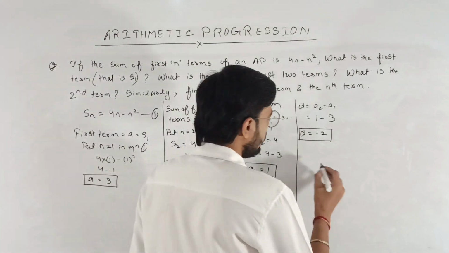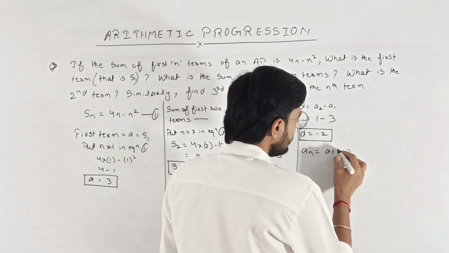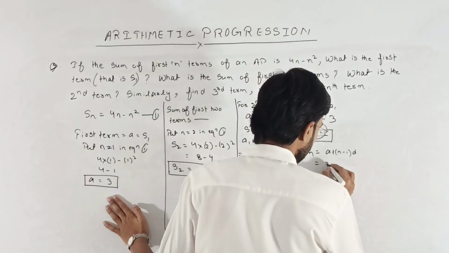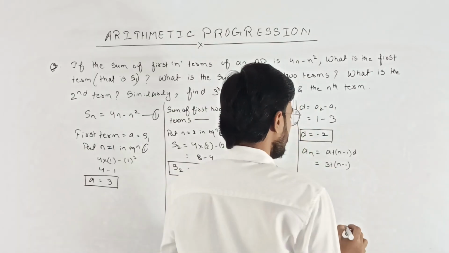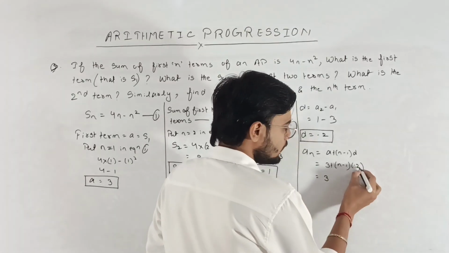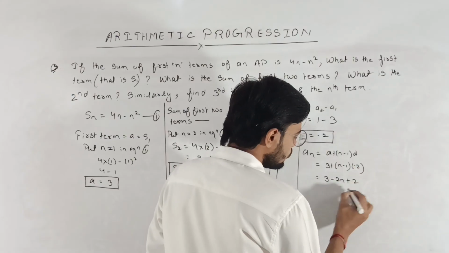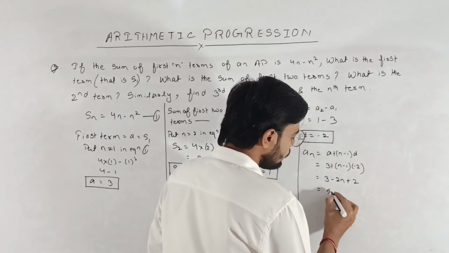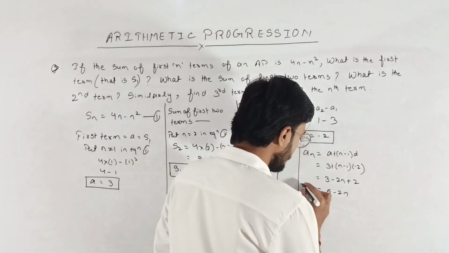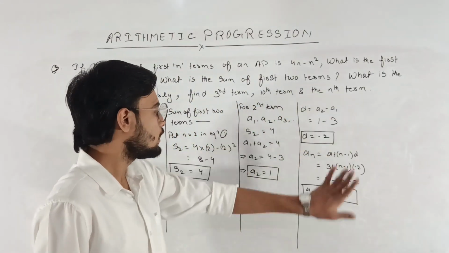Now I have D and A, the first term and common difference. Then what is the nth term? The nth term, An, is A plus n minus 1 into D. Now A is 3 plus n minus 1 into D. D is minus 2. Now calculate this one. This is 3, this is minus 2 plus n, which becomes minus 2n. Now minus minus is plus, this is 2. So from here, An is 5 minus 2n. Now I have found the nth term.